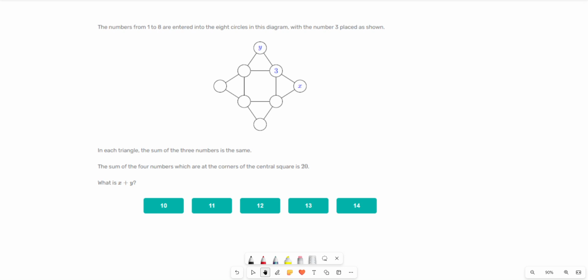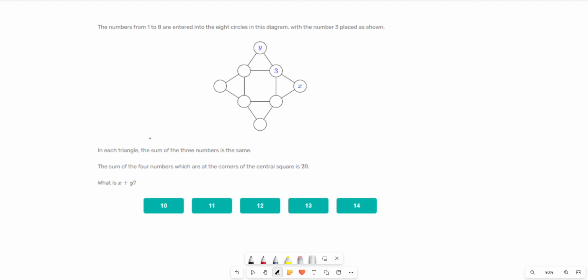So this question was from the AMC 2018 test for years 7 to 8. Question 22, worth 5 marks. The numbers from 1 to 8 are entered into the 8 circles in this diagram with the number 3 placed as shown. In each triangle, the sum of the 3 numbers is the same. The sum of the 4 numbers which are at the corners of the central square is 20. What is x plus y?